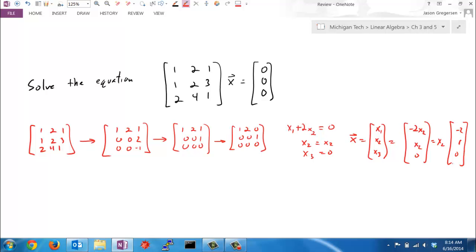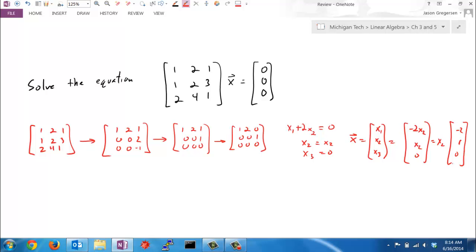All right, then maybe the trickier part, actually writing this thing into parametric solution form. So I write out my equations. There really was no equation for x2, but x2 equals x2. It's the free variable. I can see it's a free variable from this form. There is no pivot position in that second column. So after that, I write out what each of my values are.